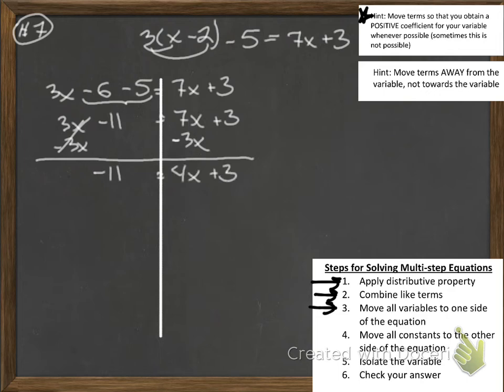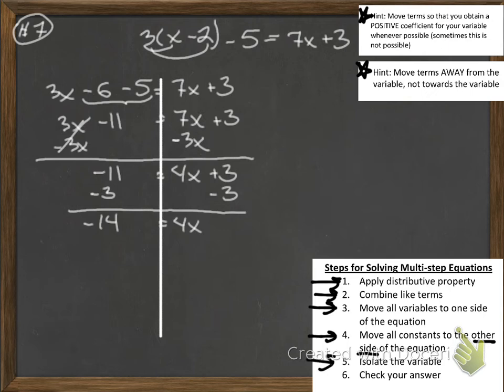Now this is not a preference, this is really a mandate. We need to move terms away from the variable, not towards the variable. We're trying to move all constants to the other side of the equation, meaning where the variable is not. The variable is not on the left side, so I need to move this 3 to that side, away from the variable. Remember, your goal is always to isolate the variable. Move everything away from it so that it's all by itself. So the last step is, since I have 4 times x, I can divide both sides by 4.